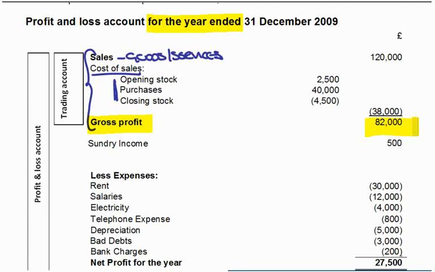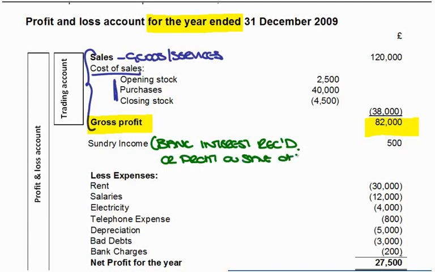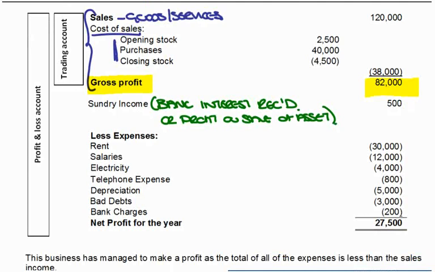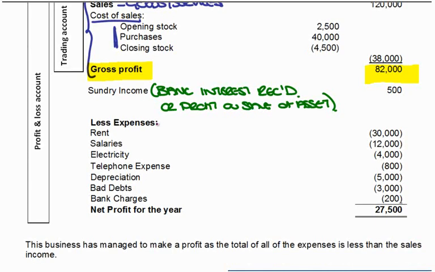Now, underneath that, we've got some sundry income. So what might feature in here is something maybe like bank interest received, or maybe profit on sale of an asset. So it is income to the business. It's not their main source of income. It's nothing to do with their trade. It's just a sort of side income, if you like, that's happened to come along with the money they've kept in their bank account.